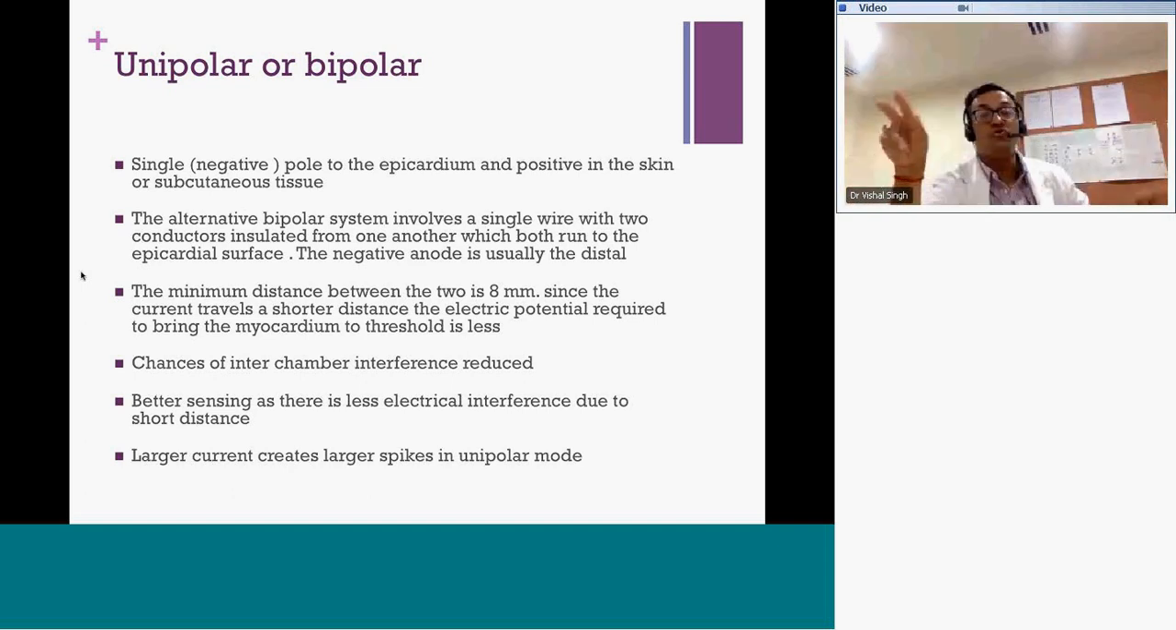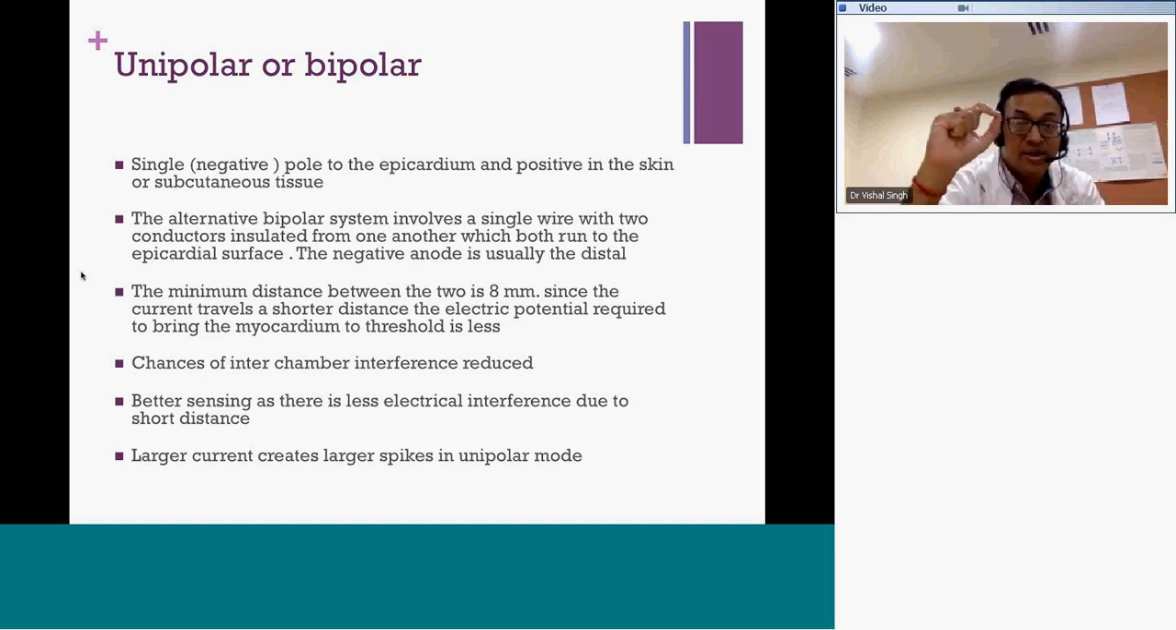The alternative is the bipolar system, when you have two wires, a single lead with two conductors insulated from one another, which both run to the epicardial surface, and the negative electrode is usually the distal one. Now, this negative one, when you come out, you put it in a negative marked cable. You'll see there's a mark of negative, there's a mark of positive, so you have to put it in the negative mark. The minimum distance between the two when you're putting a bipolar system is around 8 millimeters. This you should be aware of.